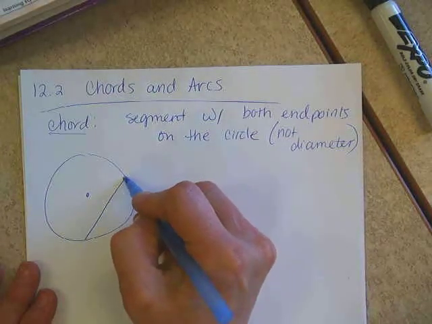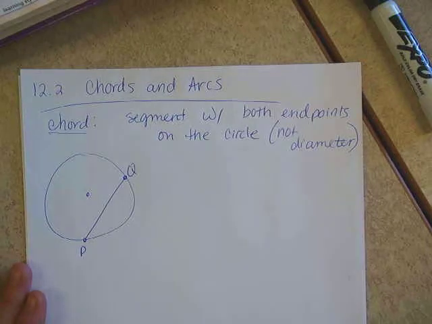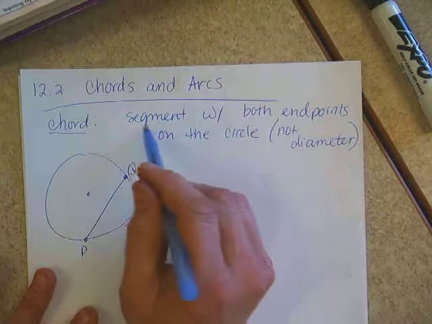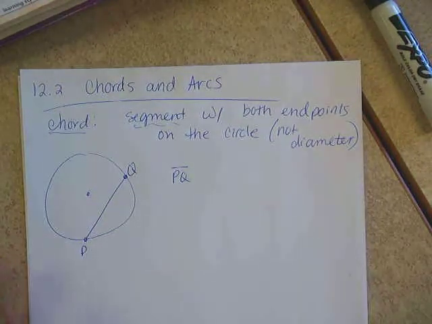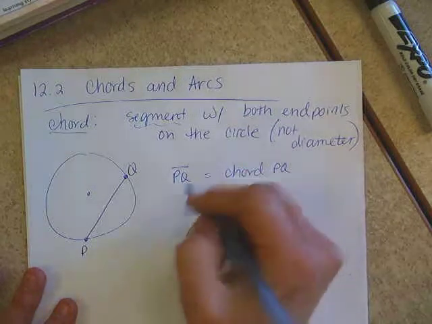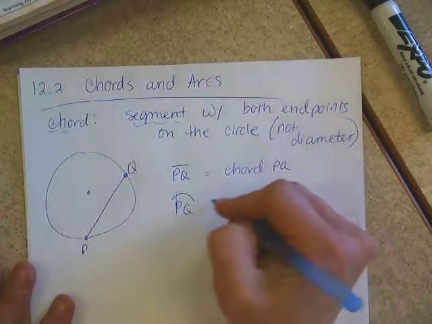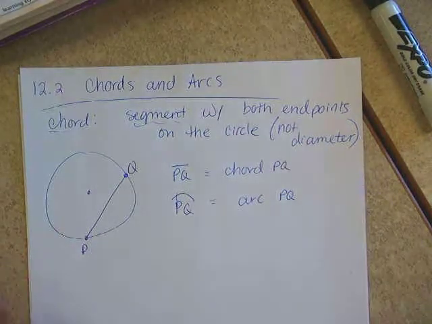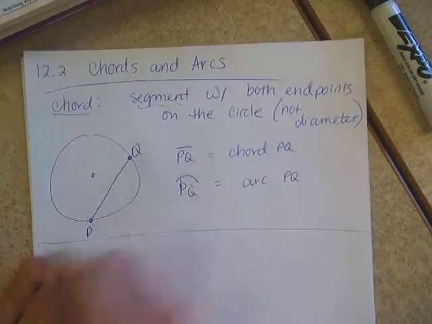So if you draw a segment from one part of the circle to another, we'll call that PQ. You do have to be specific with notation. And since a chord is just a segment, if you're talking about the chord, then we'd use the segment notation. If you're talking about the arc that's related to that chord, you use the arc notation. So make sure you're specific because we're going to be dealing with both in this homework, and if it appears on a quiz or a test, you have to use the proper notation.